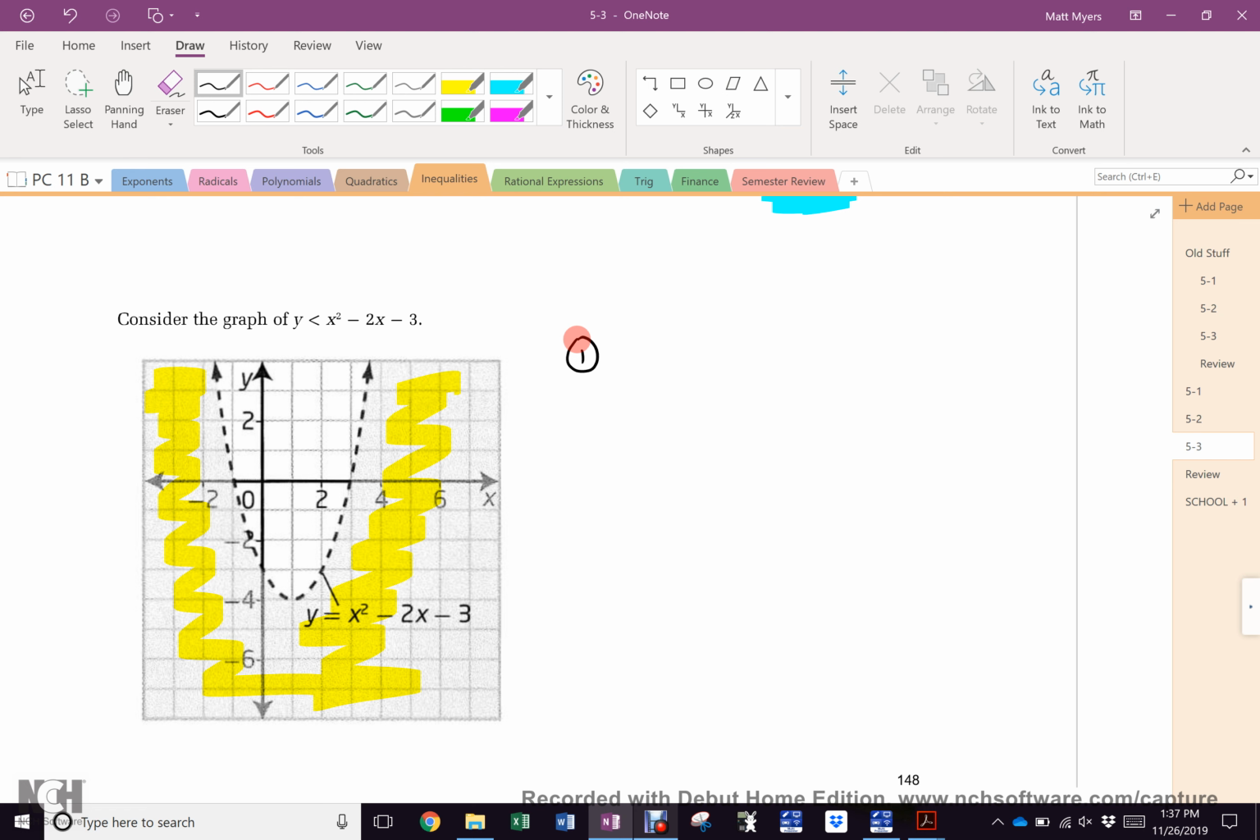Pardon me? I had to find the roots. Okay. And then what? Once I knew the roots, what is something else I would have needed to do? I would need to check the a value. Can I check the a value from the roots?